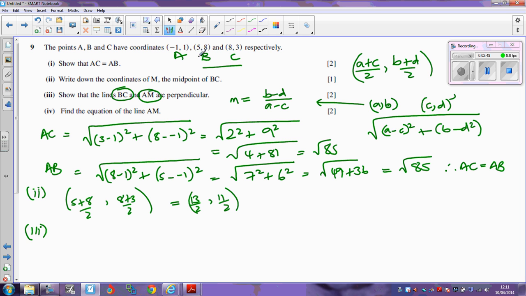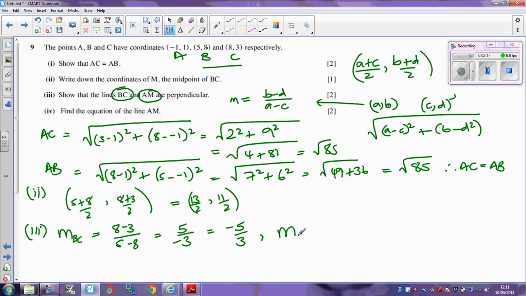So the gradient of BC is going to be the difference in the y's. Well, that's 8 minus 3, divided by, so that 8 minus that 3, divided by 5 take away 8. Well, 8 minus 3 is 5, 5 take away 8 is minus 3, so the gradient of BC is minus 5 thirds.